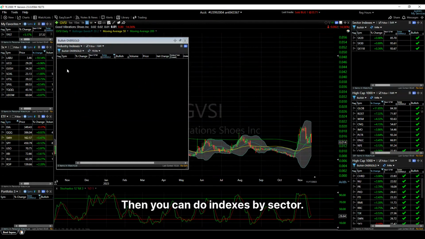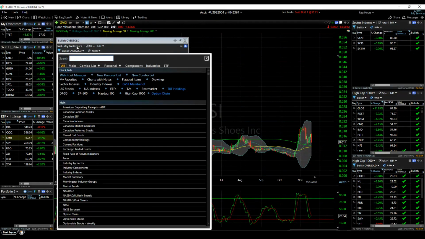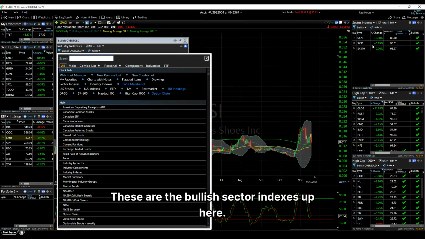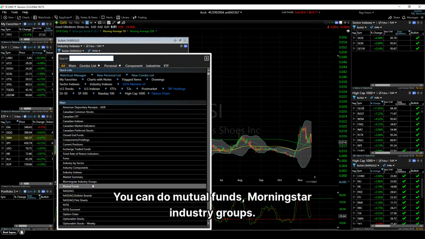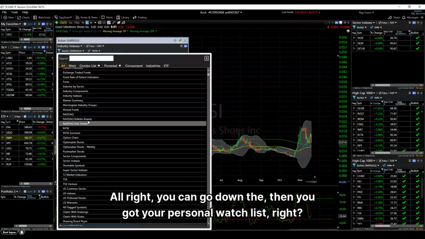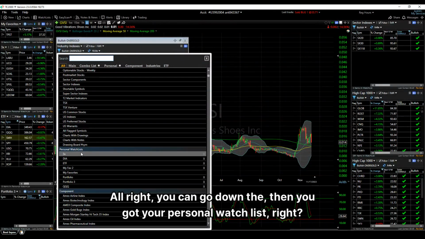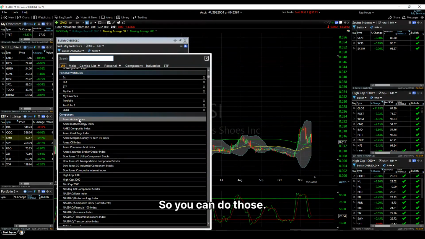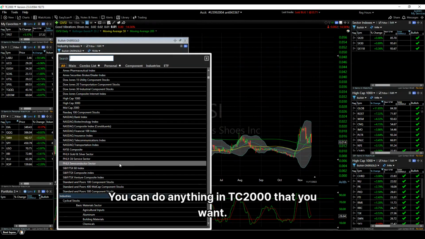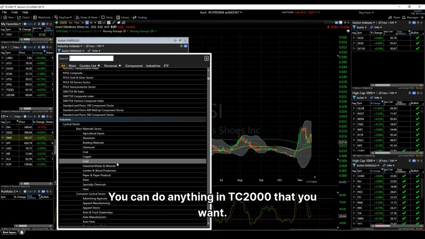Then you can do indexes by sector. None of the indexes are bullish and oversold. These are the bullish sector indexes up here. You can do mutual funds, Morningstar Industry Group. You can go down, then you've got your personal watch lists, so you can do those. Component, you can do just the airlines, just biotech, just gold. You can do anything in TC2000 that you want.